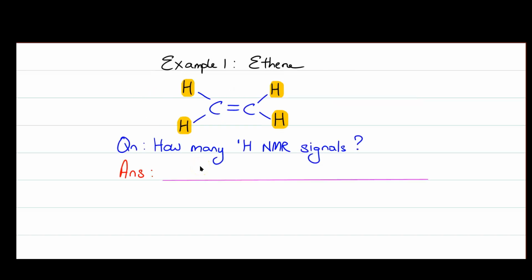Let's start with the easiest alkene, ethene. How many proton environments are there here? The answer is ethene gives one signal. That's because all four hydrogens are equivalent. Because the molecule is symmetrical, every hydrogen experiences the same environment.